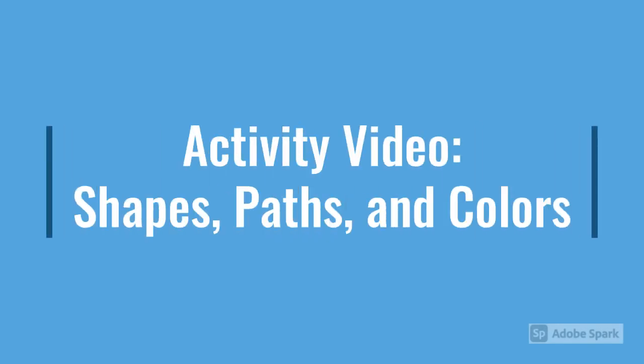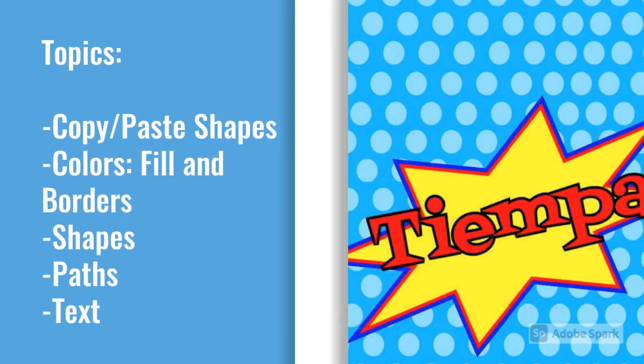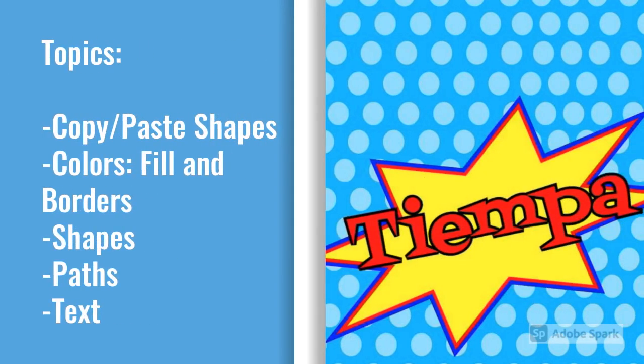Here, we will explore shapes, paths, and colors using a software called Gravit. In this video, we'll explore the following topics: copying and pasting shapes, using colors to create fills and borders, creating shapes, creating paths, and using the text tool. Follow along with the video to learn how to create the pop art version of Tiempa's name to the right.